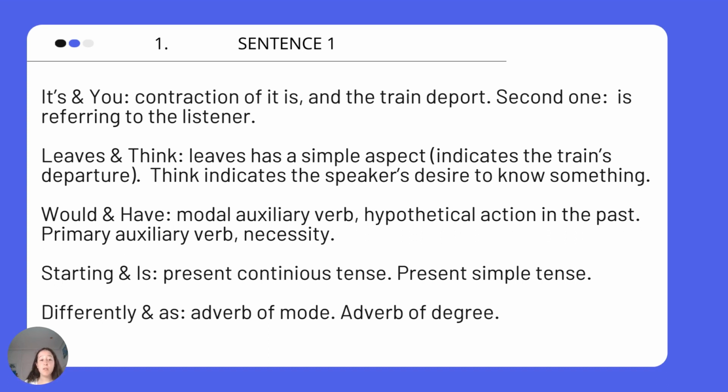Okay, the last category of this sentence is adverbs, and the two words that I chose for this sentence are differently and as. Differently, on the one hand, is an adverb of manner, and on the other hand, as is an adverb of degree.